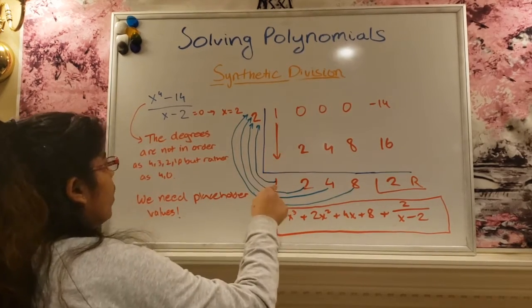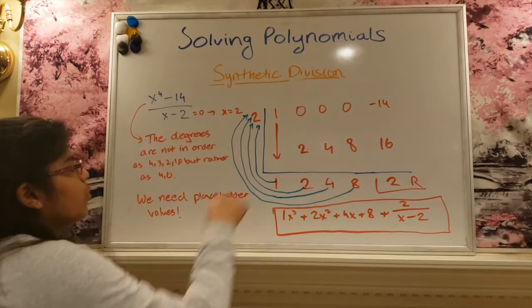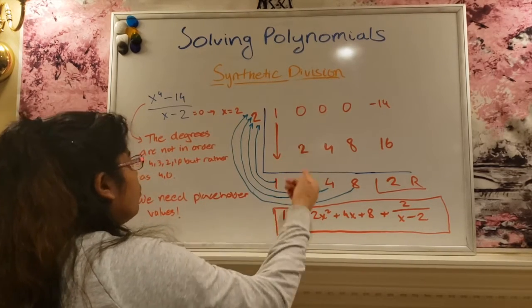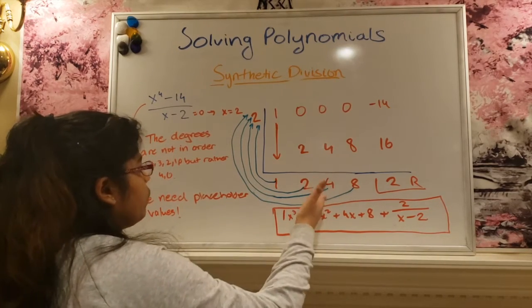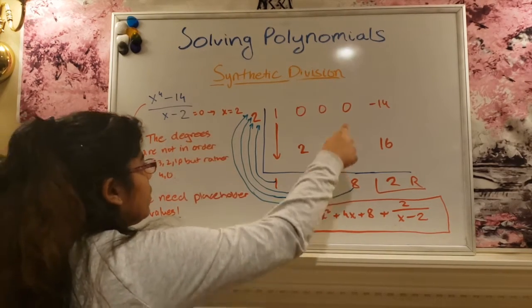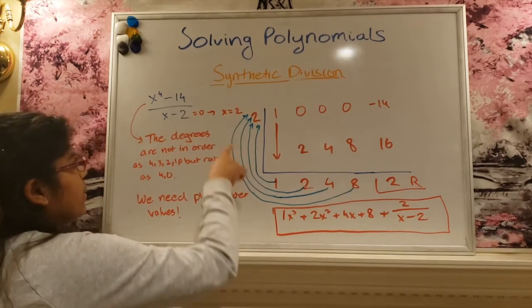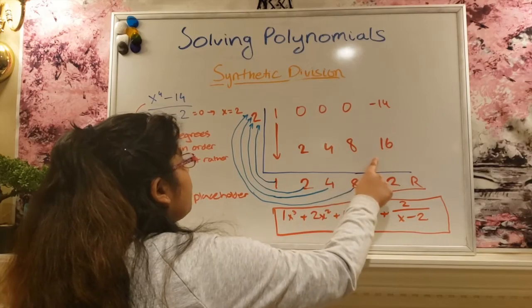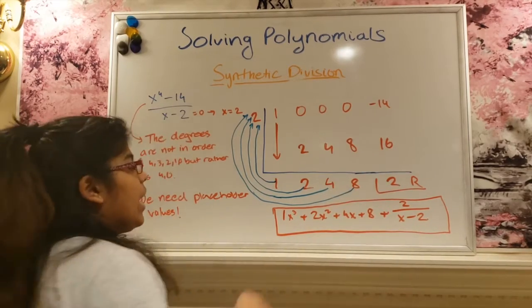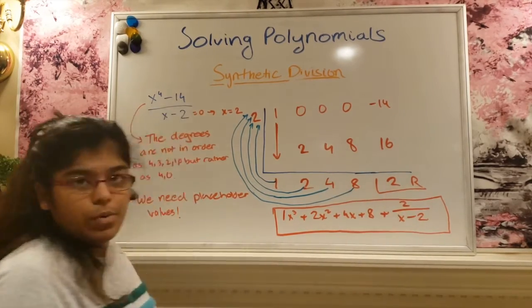We bring down our 1, multiply it by 2, so we get 2. 0 plus 2 is 2. 2 times 2 is 4. 0 plus 4 is 4. 4 times 2 is 8. Again, this is 8. And 8 times 2 is 16. So we put our 16 here. Negative 14 plus 16 is 2. And this last value is our remainder.